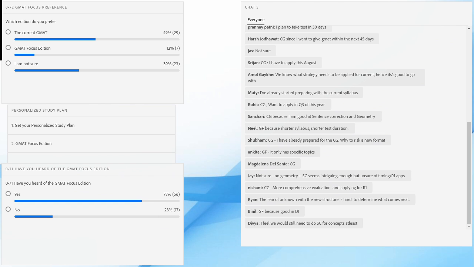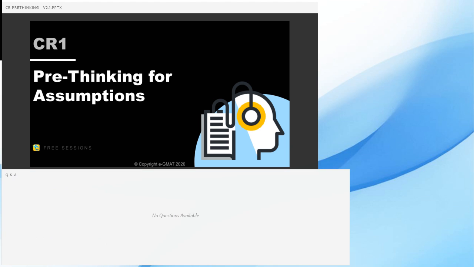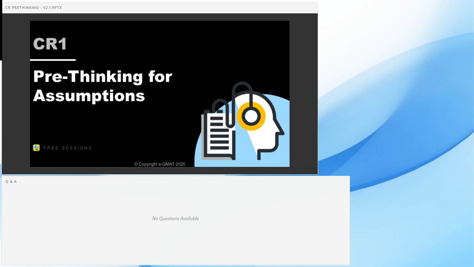So with that, let's move forward. We are now in the presentation pane. You should see a presentation that says CR1, Pre-thinking for Assumptions. Right below the presentation, you will see a Q&A, or question and answer pod. This is a place for your questions and my answers. If you have a doubt, place the question in the Q&A pod. Either I or Mansi will respond to it. And on the right-hand side is where I ask my questions and you put in your answers.